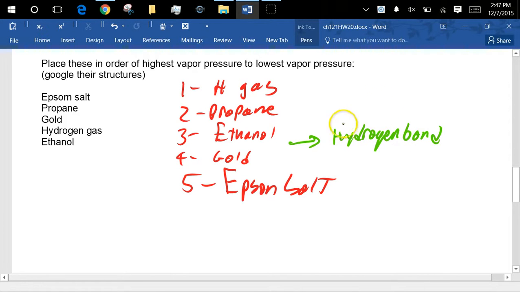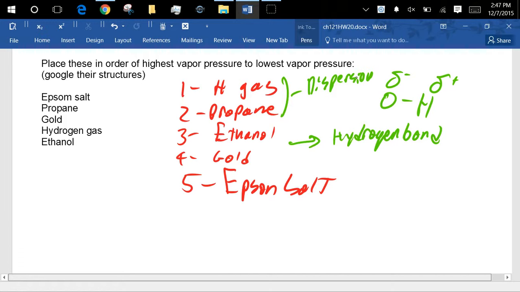Right? In that ethanol molecule, there's an oxygen bonded to a hydrogen. So that constitutes a hydrogen bond because this is a pretty large negative and this is a pretty large positive, as big as they get as far as partials go. So hydrogen bond for number 3, these 2 guys are both dispersion. And the hydrogen is smaller, so it's at the top of the list. And then obviously gold has the sea of electrons metal interaction. So that's very strong, but then the ionics are the strongest. So the Epsom salt is least likely to just vaporize into a gas. Not that it won't, it does, it's just least likely, smallest amount.